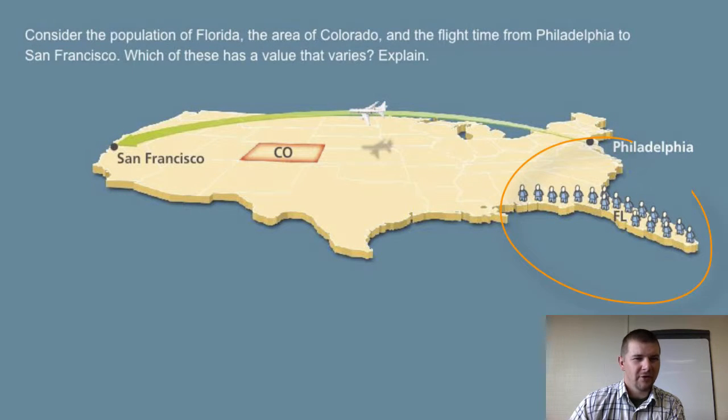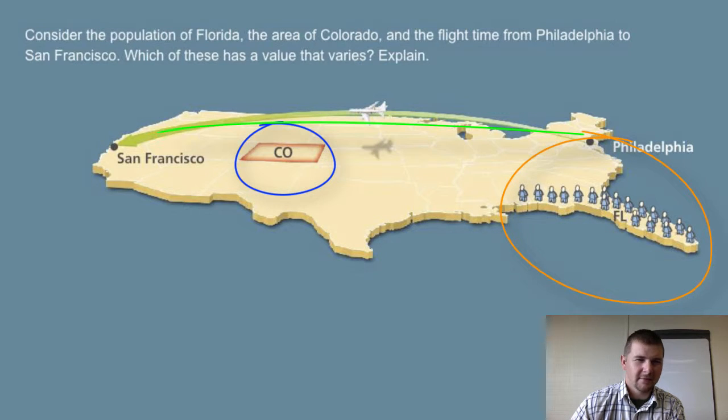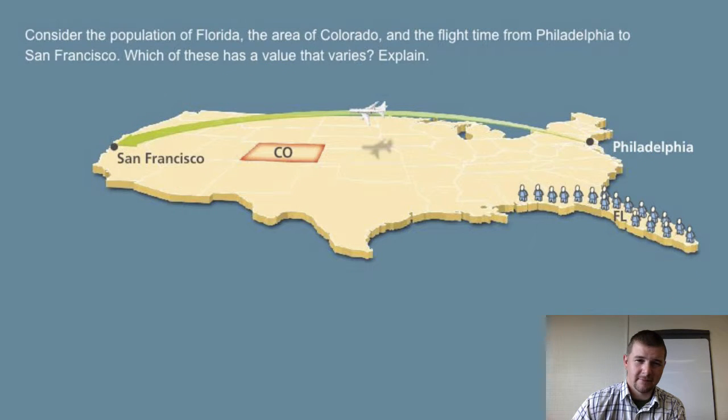Consider the population of Florida, the area of Colorado, and the flight time from Philadelphia to San Francisco. Which of these has a value that varies? Explain. Well, first let's consider the population of Florida. Is that a fixed number as time progresses, or can it change? Does it vary? Well, I think we recognize that that's a value that varies.